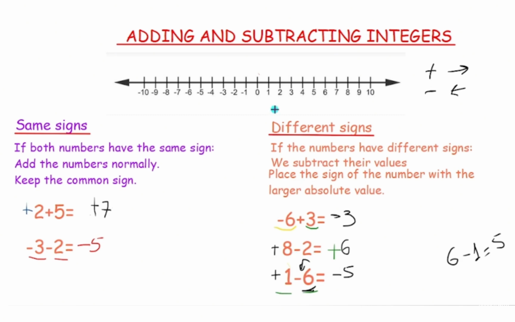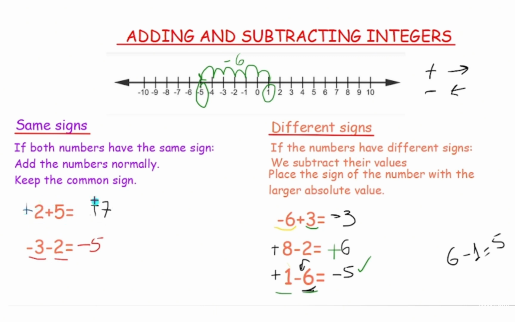I'm gonna stand right on the number 1, which is my first number. And what am I going to do next? I'm gonna move to the left because we are subtracting 6 units. 1, 2, 3, 4, 5, and 6. Here, I subtracted 6 units. What value did I end up with? Negative 5.